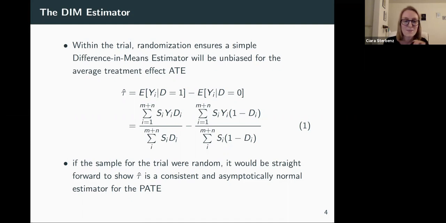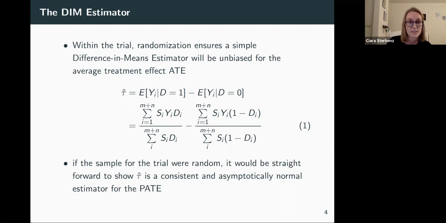So again, as I'm sure most people know, if the sample was actually randomly selected, it's very straightforward to show that this tau hat is consistent and asymptotically normal for the PATE, but that's pretty much never the situation that we find ourselves in the real world.